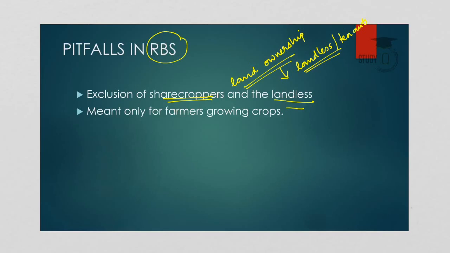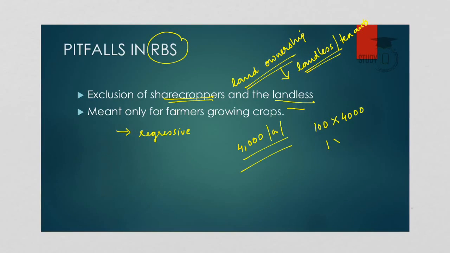And secondly, the scheme is criticized for being regressive in nature. We have seen that under the Rythu Bandhu scheme, the Telangana state government provides 4,000 rupees per acre per cropping season, that is for the 2 cropping seasons. Suppose a farmer has 100 acres, he will be receiving 100 into 4,000 every cropping season. And suppose a farmer has only 1 acre, he will receive 1 into 4,000. So this is regressive in the sense that as the land holding of the farmer increases, the benefit to the farmer from the government is more.